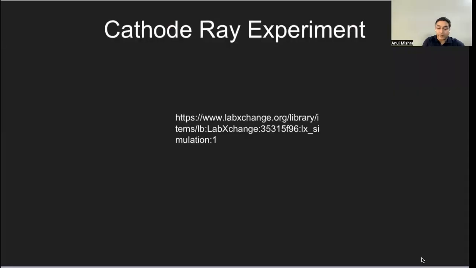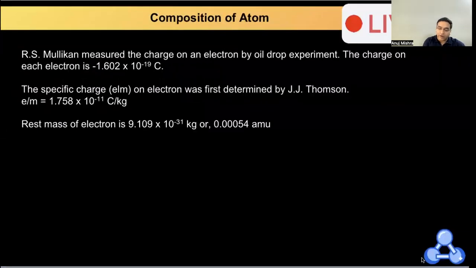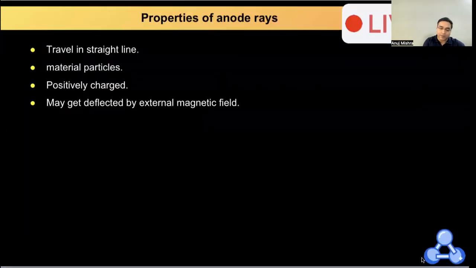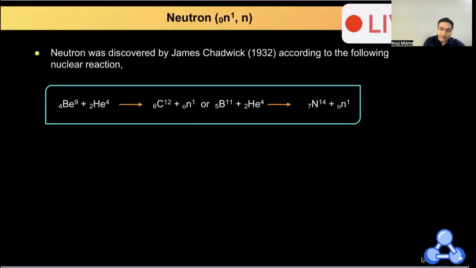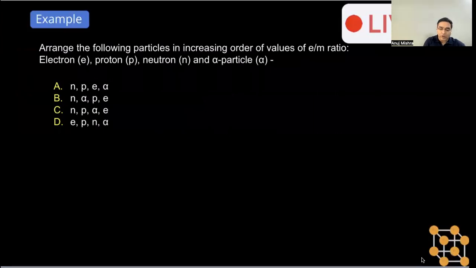We discussed the cathode ray experiment, what this does, right? What are different properties of cathode rays? What are different properties of anode rays or proton? All these things we have done. We talked about neutron. We saw certain questions, numerical questions of this type. Remember these kind of questions, which will have increasing order, right?